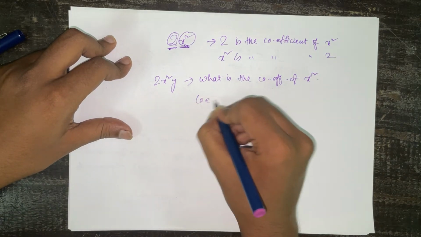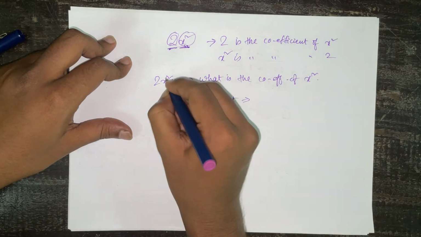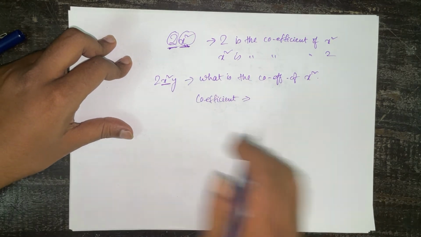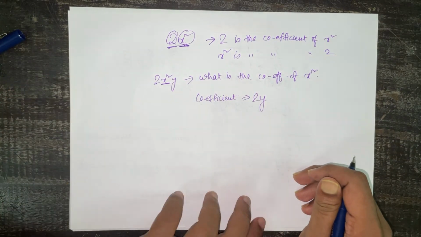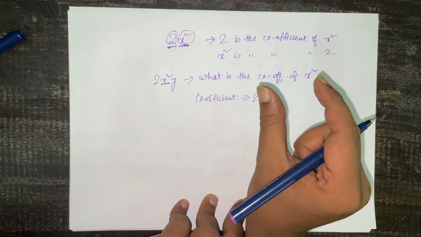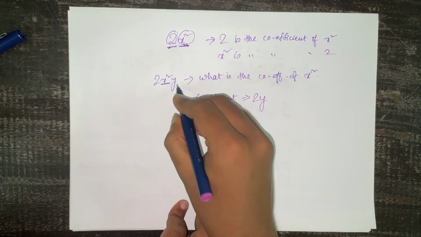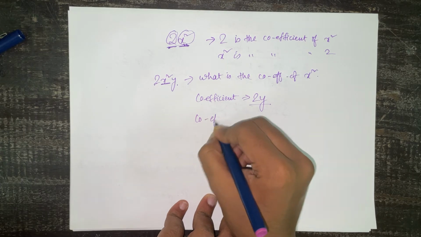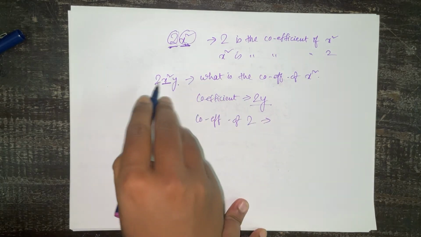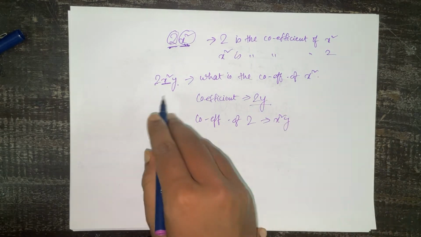So the coefficient will be, what you will do here, you remove x square from the consideration and whatever is left is your answer. So 2 is left and we have y. Okay, so if I ask you to find the coefficient of x square, then you will see other than x square what the partners are. So partners of x square are 2 and y. Therefore 2y is the coefficient of x square. Similarly the coefficient of 2: you remove 2, other than 2 what do we have? x square y. So x square y is the coefficient of 2.